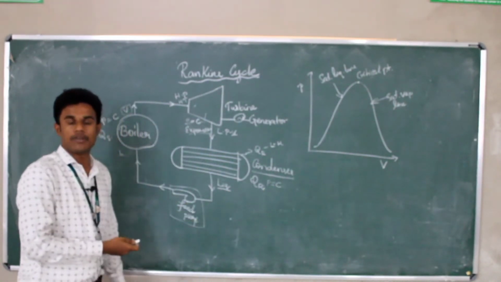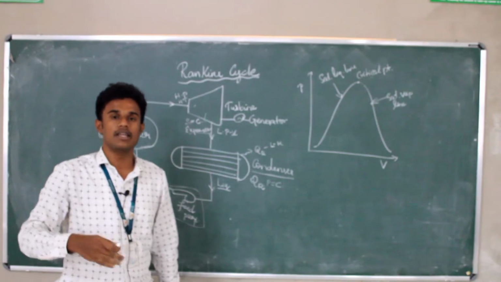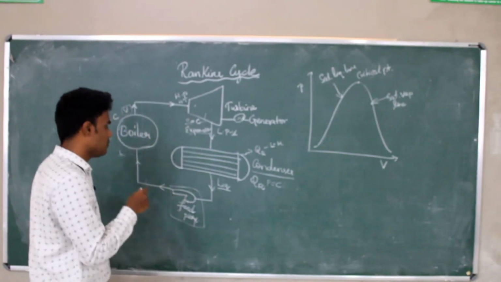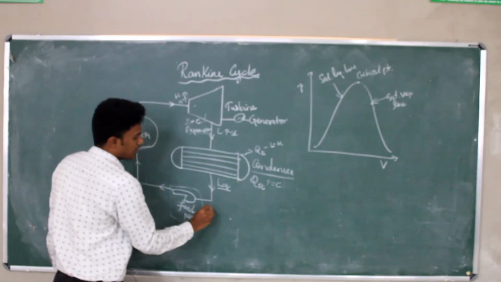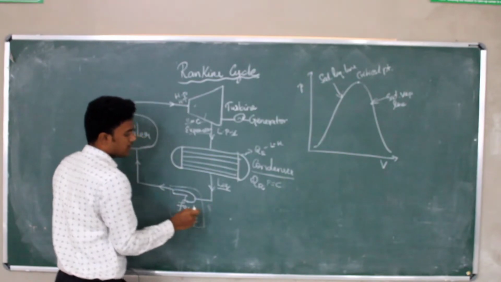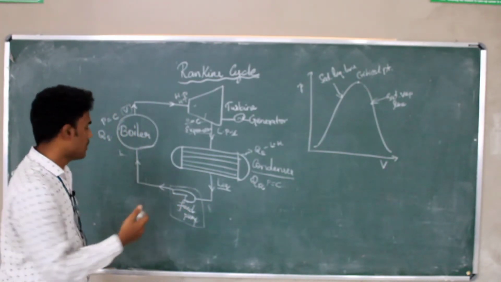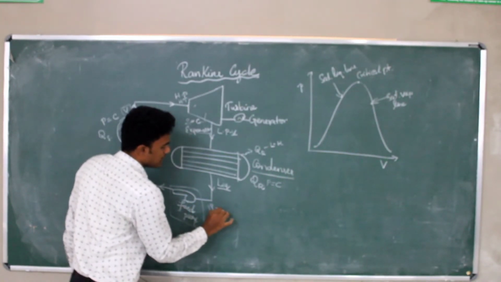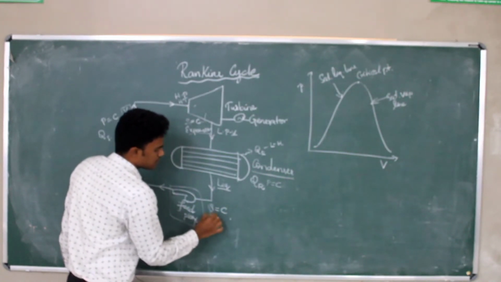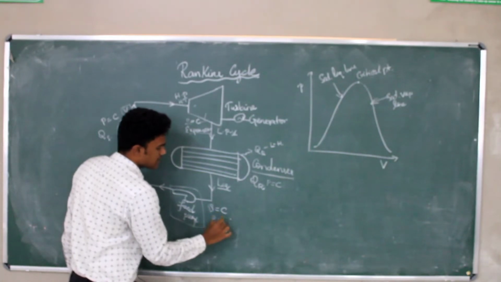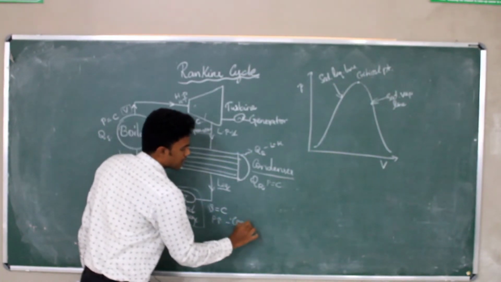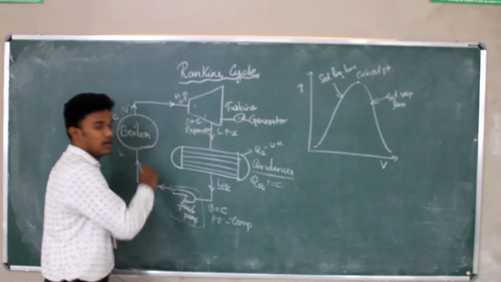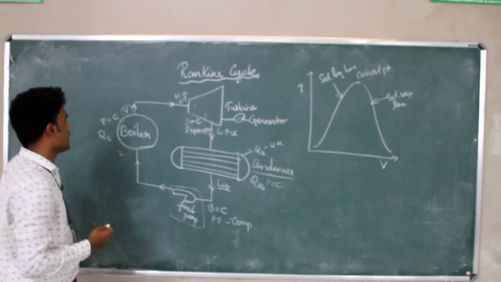Then in the feed pump, what will happen? What are all the processes involved? In the feed pump, the pressure is increased by pumping the water. So it is isentropic compression. The entropy is constant here, and the pressure is increased. So this is the compression process. These are the various processes involved in this cycle.